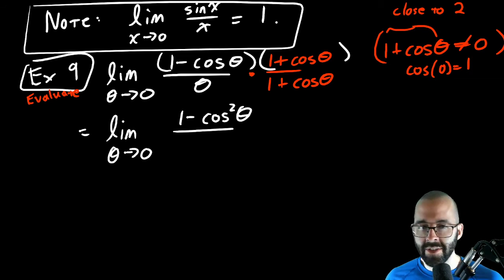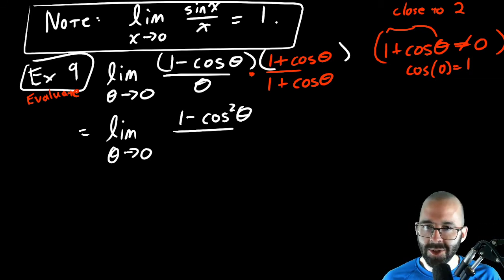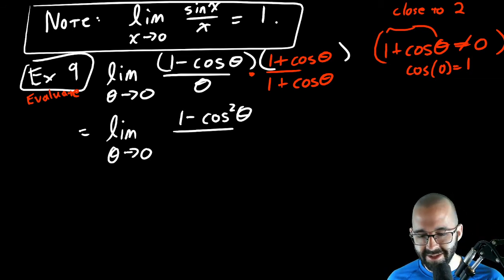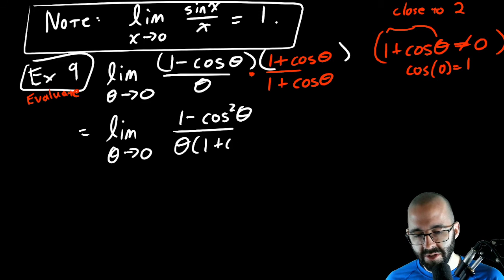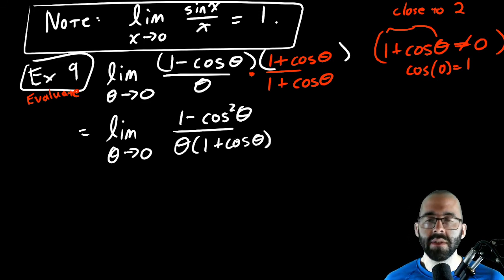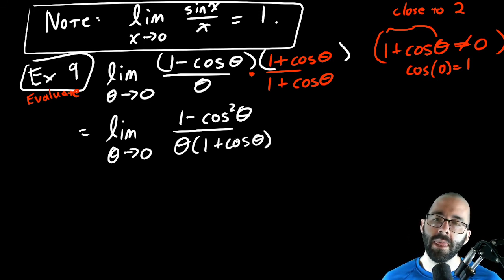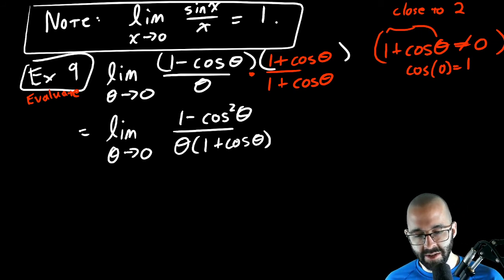Oh, that should trigger something. Trigger a recollection. If not, that's okay. The denominator we're going to leave factored: theta times 1 plus cosine of theta. Now that numerator, which may or may not look familiar, remember something.